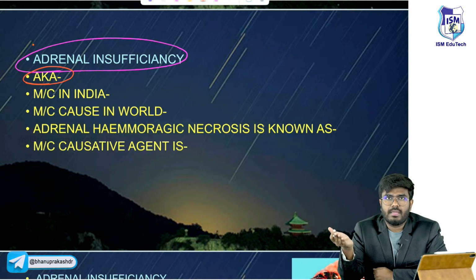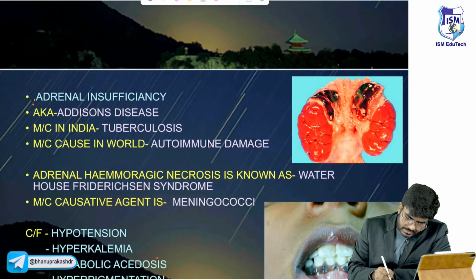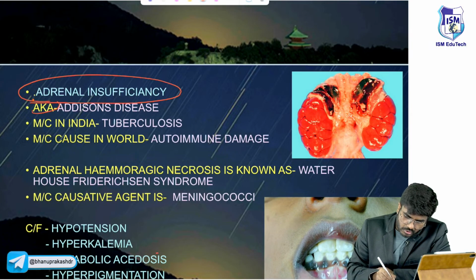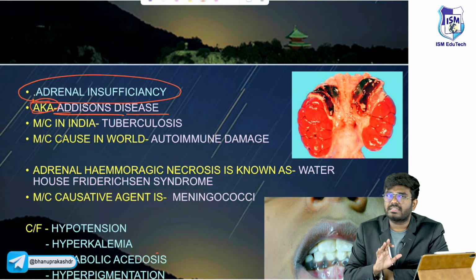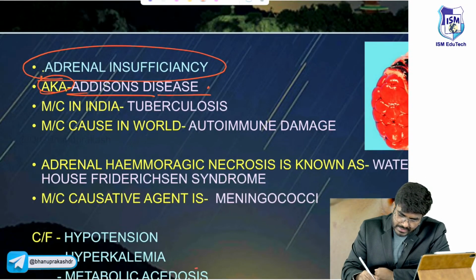Addison's disease. Addison's is not actually addition but subtraction. It means the adrenal gland is getting damaged, so the adrenal hormones like aldosterone and cortisol are going down. Let me write it here one by one. Adrenal insufficiency, also called Addison's disease. There is nothing of addition, but subtraction.